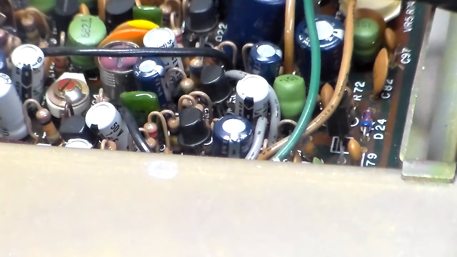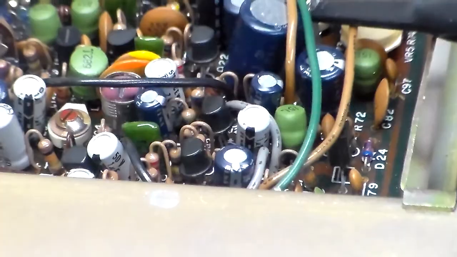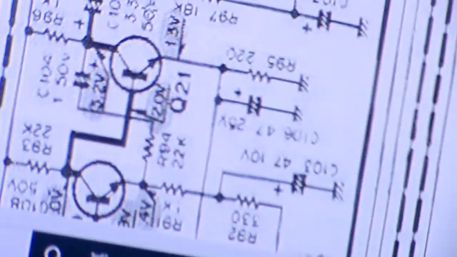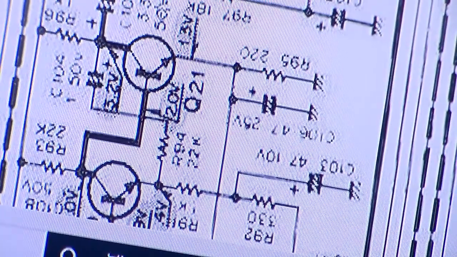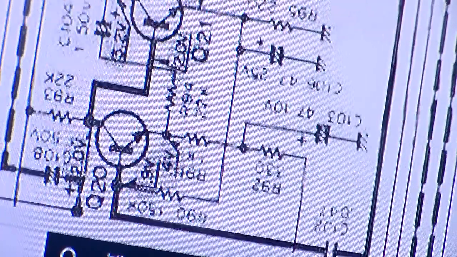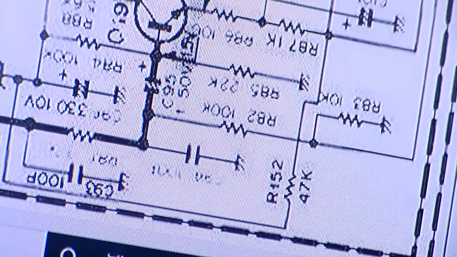It's a little bit tough to get in there. So what I'll do is I'll just check for voltage on the base. So I'm going to look up here back at the schematic. And these are pretty good. They give you a good amount of information here.